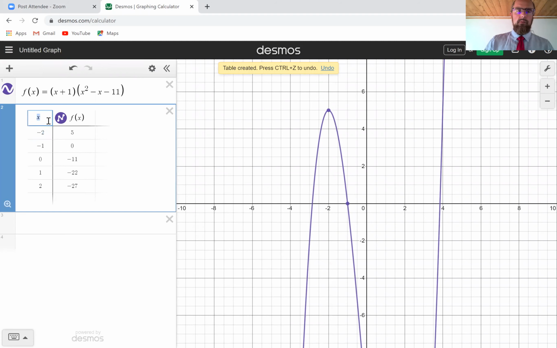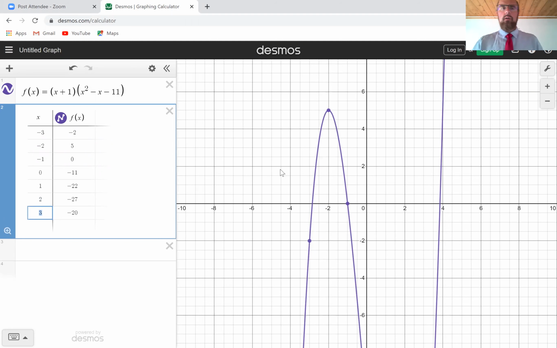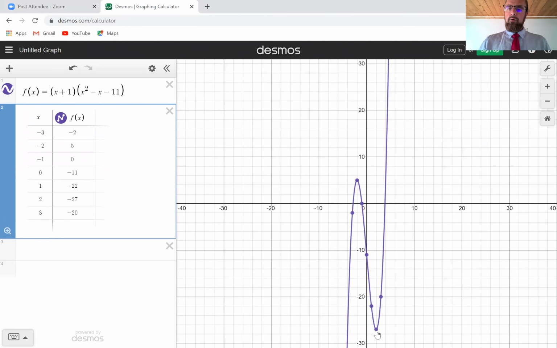And let's put our -3 value there, and then we'll go past to +3. So I can see that this is a good place to note that there's a horizontal tangent line at -2, 5, because that's a relative maxima. And if I were to zoom out sufficiently to see that lower point at 2, -27, that's a minima. So I can see why there's horizontal tangent lines there. Those are extremes. I'm going to record this table. So -3, -2, -2, 5, -1, 0, 0, -11, 1, -22, 2, -27, 3, -20. So that's what I need from Desmos.